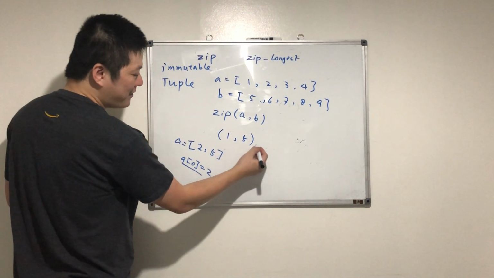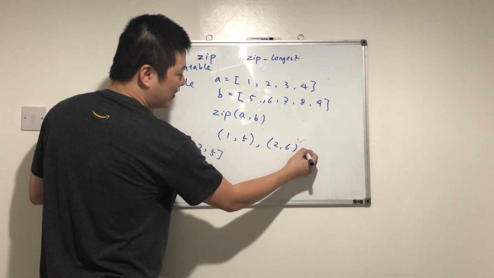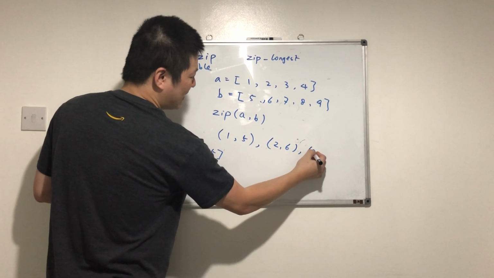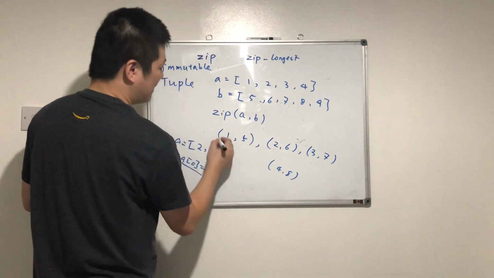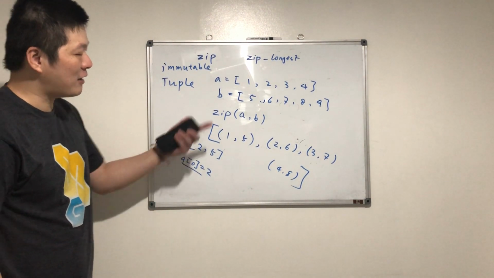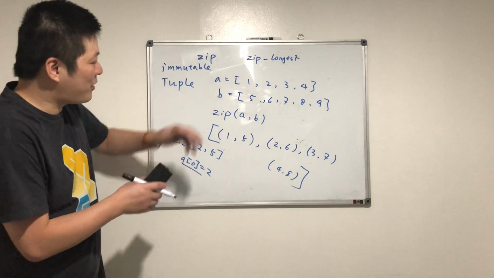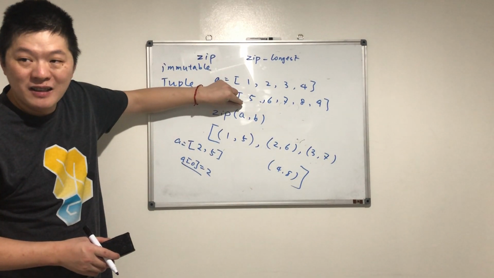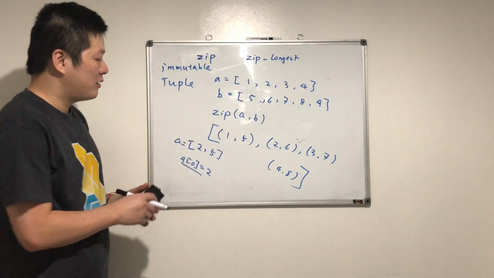Okay, so 1, 5, comma, 2, 6, comma, 3, 7, comma, 4, 8. That's it. There is no 9 paired, because there is no fifth element in A. So this is zip. Do you get it? You take one element from each, and then you put it as a tuple, a group.